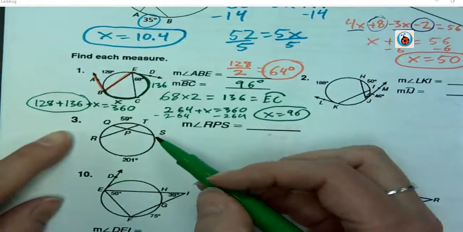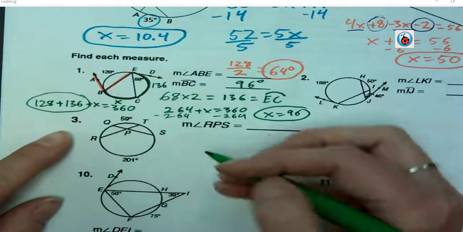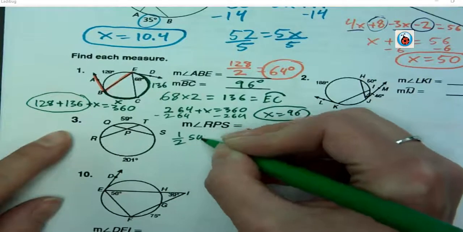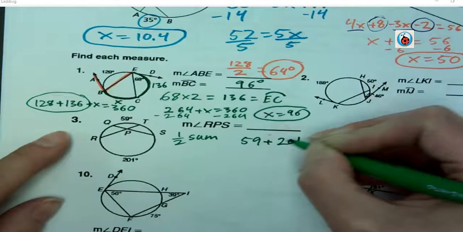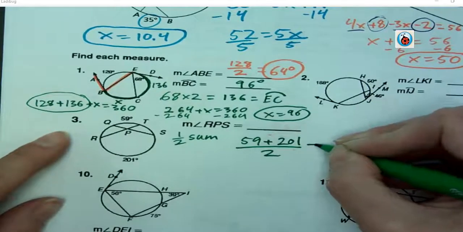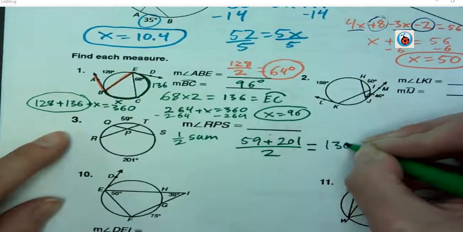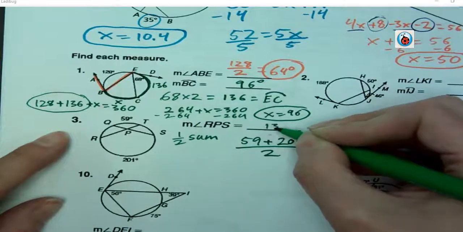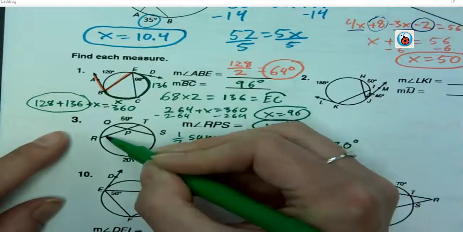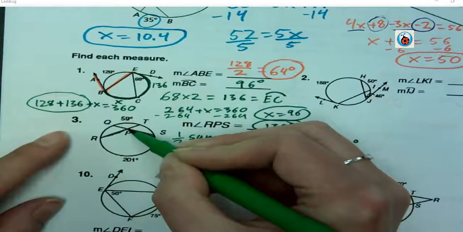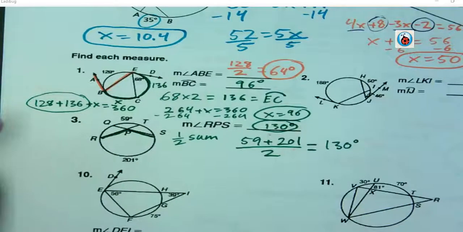Alright, when we come down to number 3, that's another simple one. It's just 1/2 the sum. And so 59 plus 201 divided by 2 equals 130. And so this is 130 degrees because it did ask me for that central angle. Not central, but the inside angle.